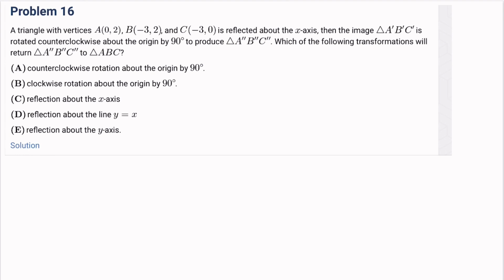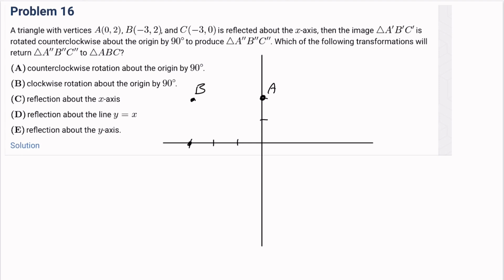So let's draw the coordinate plane, like that, right? And then we will have 0, 2. We'll have this here, and this will be A. And negative 3, 2, that will be 1, 2, 3, and so this will be B, and C is negative 3, 0, so this is C, right? And so this is our first triangle, ABC, and then when it's reflected about the x-axis, right, this will go like that.